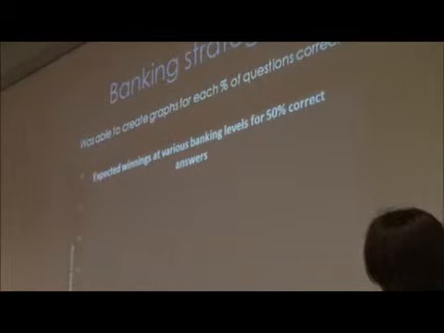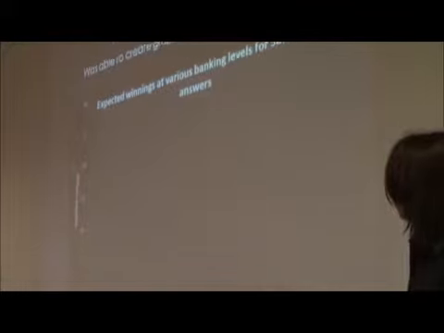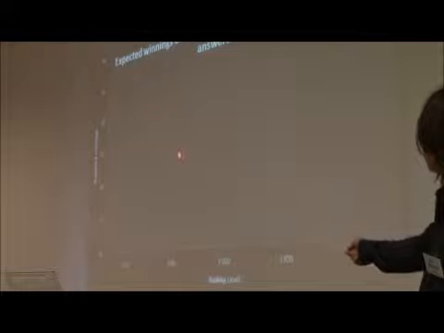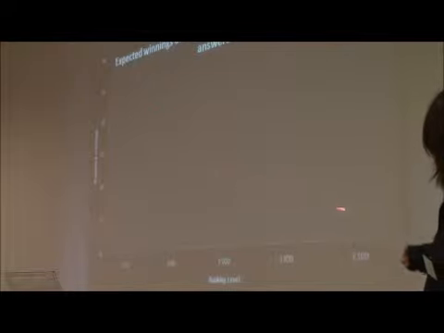So for 50%, as we can see, if you're banking at £20, your expected winnings are up here around the 50 mark. But as you increase the banking level, so as you wait for longer chains of correct answers, the expected winnings actually decrease, and this occurs all the way down to £1,000.